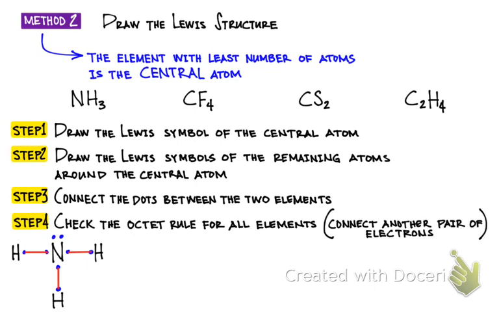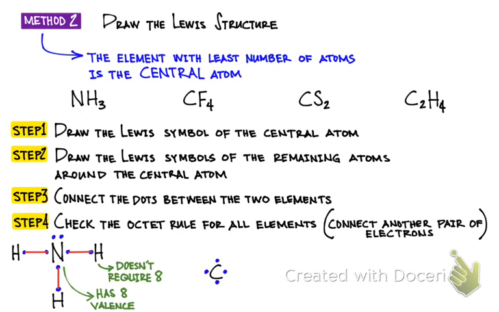Here you can see that nitrogen has 8 valence electrons, which basically satisfies the octet rule. Hydrogen, on the other hand, doesn't require an octet in order to be stable.